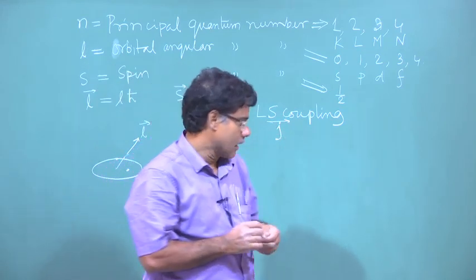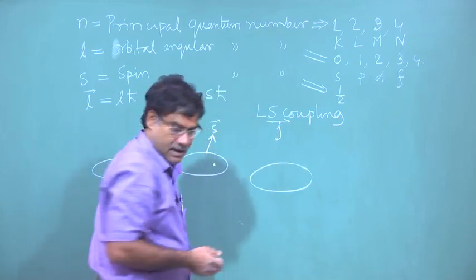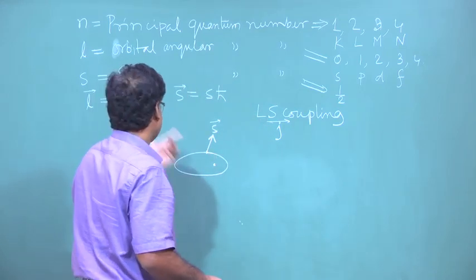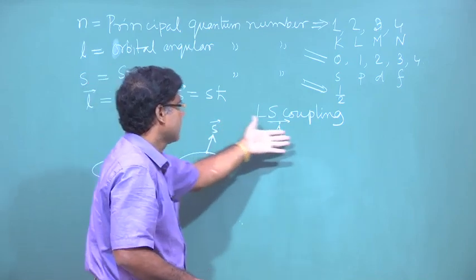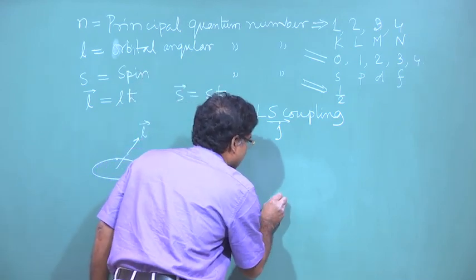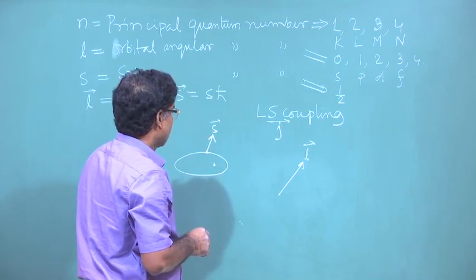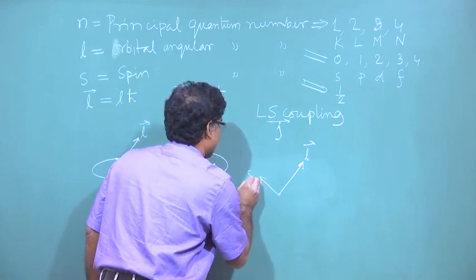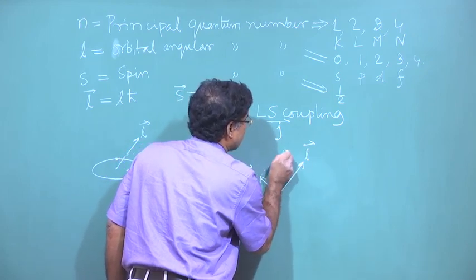J is the total angular momentum. I will not draw the orbit. One electron is in orbit, it has orbital angular momentum, spin angular momentum, and due to this LS coupling we will get the total angular momentum. The question is how they are coupled. So, we can consider that. Say this is the orbital angular momentum, and say this is the spin angular momentum.